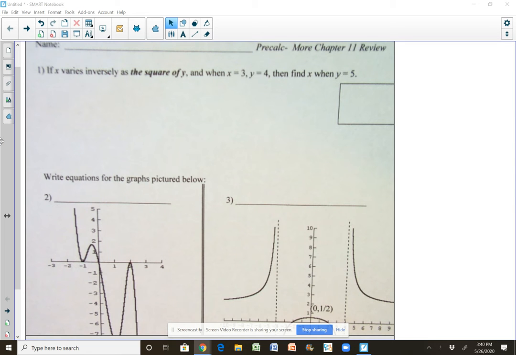Hey, welcome back, class. Towards the end of the week now, Thursday is the last Chapter 11 review sheet before the Chapter 11 assessment tomorrow on Delta Math gets released. So just going to work through a couple of problems here.